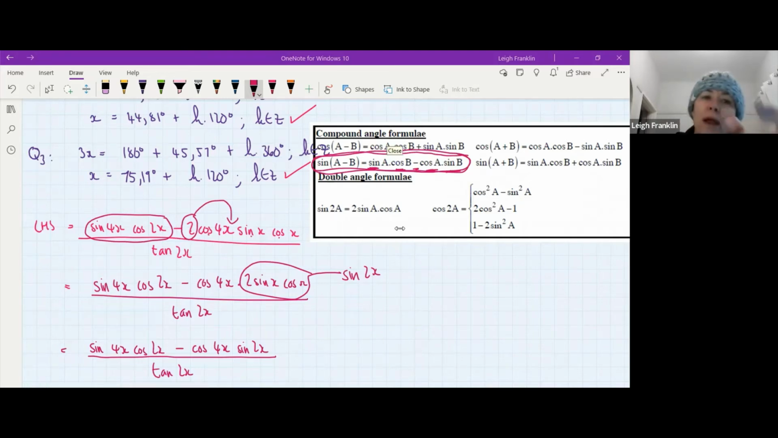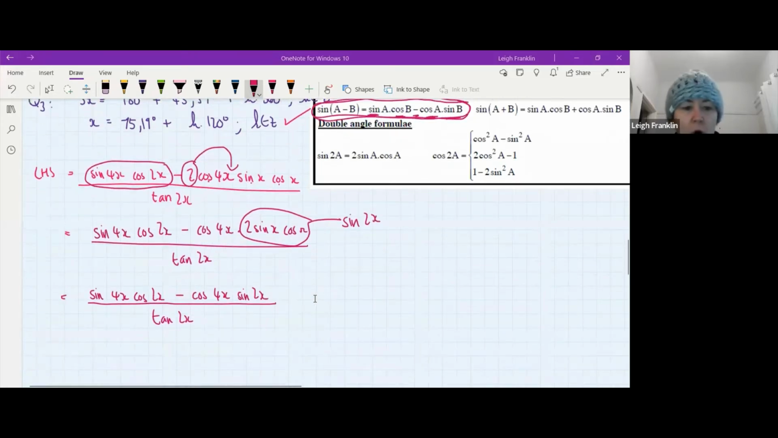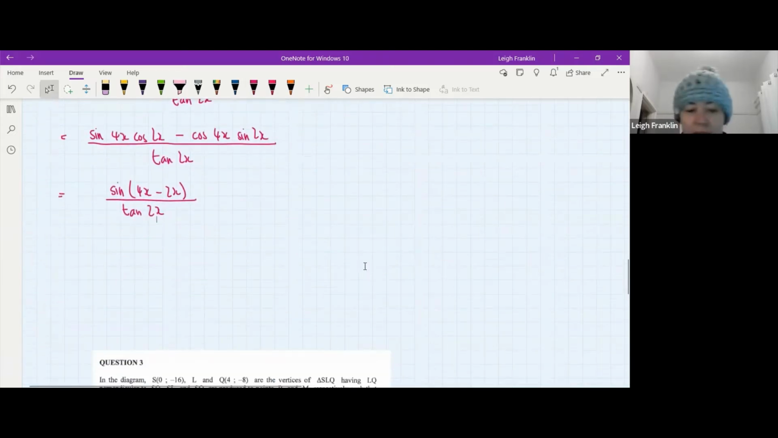So if they've put 4x with 2x together, they're treating the 4x like it's the double angle. In this case, resist the temptation to apply all these double angle identities in order to get it in terms of x, and just work with it the way that it is, and then see from there what's going to happen. Now that we've identified that this has to be a sine compound angle, we would end up with sine of 4x minus 2x, all over tan 2x.